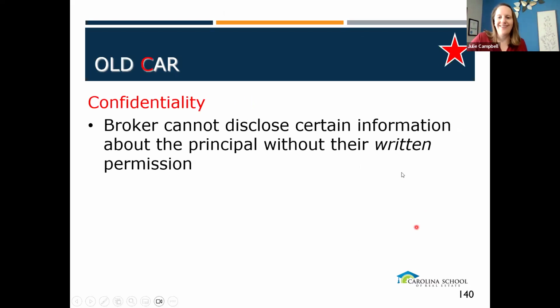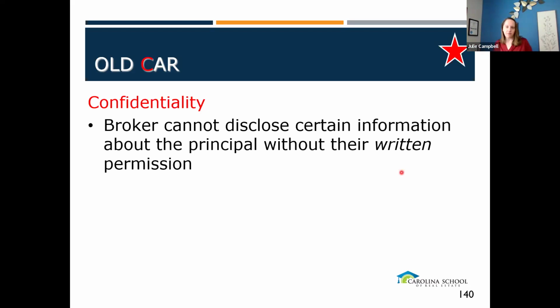So let's talk about CAR. The C in CAR is confidentiality. Once you hire me, that fiduciary says that you should trust that what you tell me stays between us. Old CAR says I can't disclose certain information about my principal without their written permission. Remind me what we document. What do we document? Everything. And if your seller says it's okay to tell potential buyers this, I need you to get that in writing. Get an email. I need you to get that in writing.